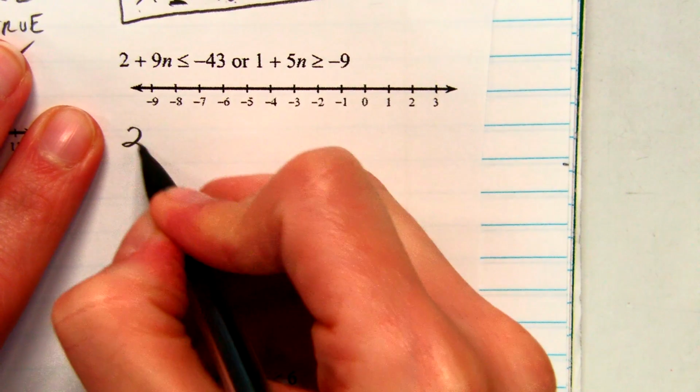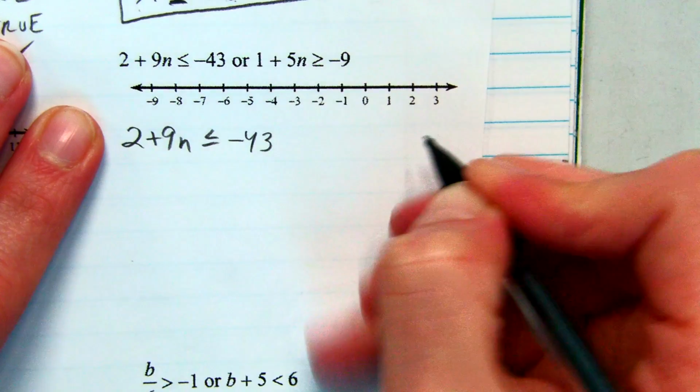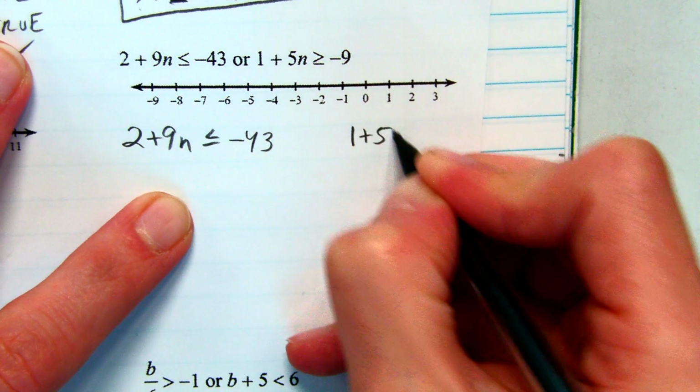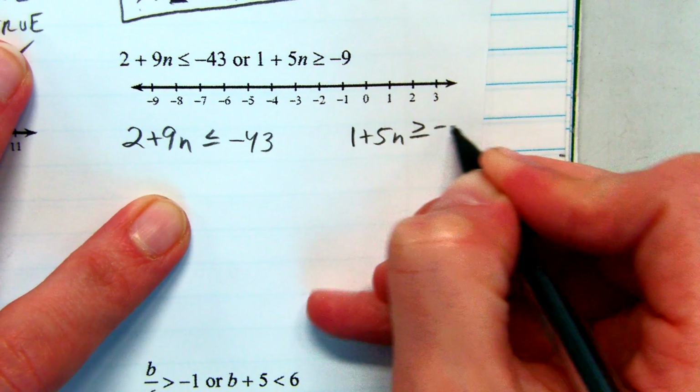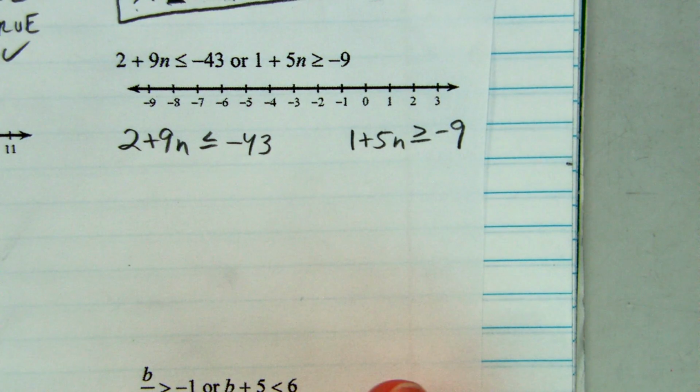So we're getting close to done. 2 plus 9n is less than or equal to negative 43. I'm just going to write these down here so I have room to work it all out. So take a moment, rewrite that down below. Okay, and don't forget to do both of them because sometimes people do that too.